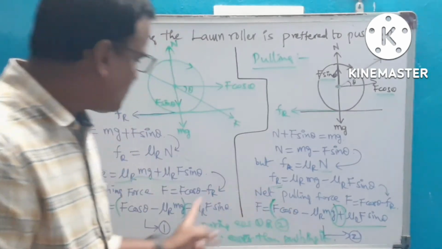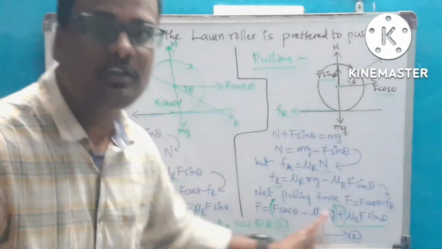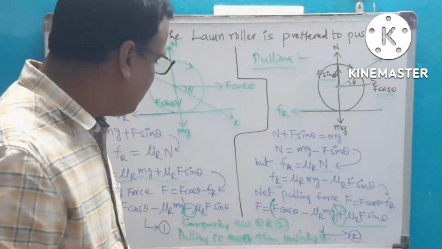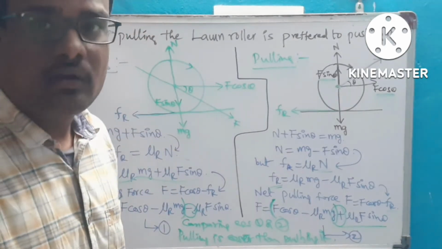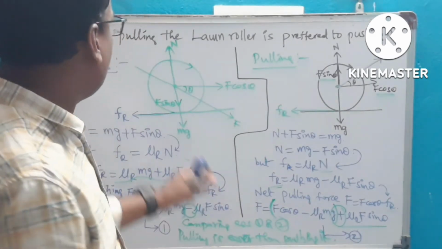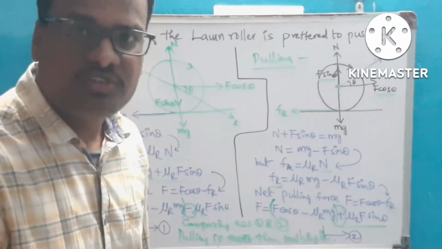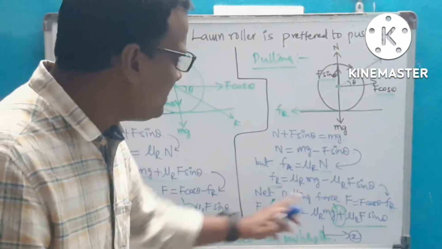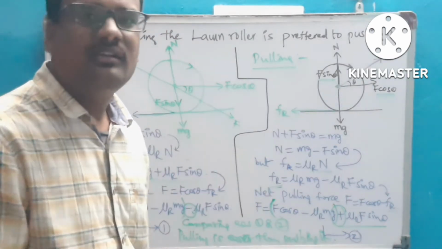So finally the concluding statement is, comparing equation 1 and equation 2, we conclude that pulling is easier than pushing the lawn roller. Pulling the lawn roller is easier than pushing it, or we can say that pulling the lawn roller is preferred to pushing it. Why? Because pulling is much easier than pushing. Why? Because, comparing equation 1 and equation 2, we concluded that.